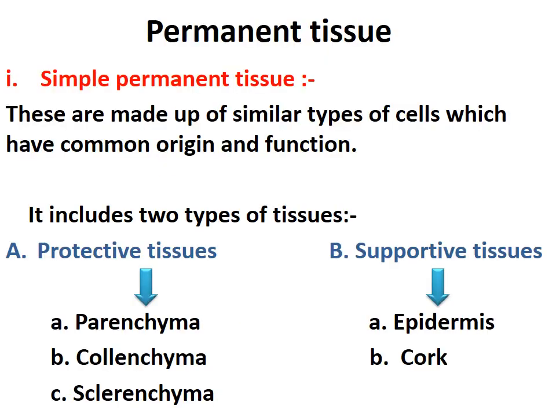So students, yesterday we studied about permanent tissue. Under this permanent tissue, we studied about simple permanent tissue. What is that? It is made up of similar types of cells which have common origin and function. Now what were the two types of this simple permanent tissue? Protective tissue and supportive tissue. Right? Now we discussed the types of protective tissue yesterday, that is parenchyma, collenchyma and sclerenchyma, right?